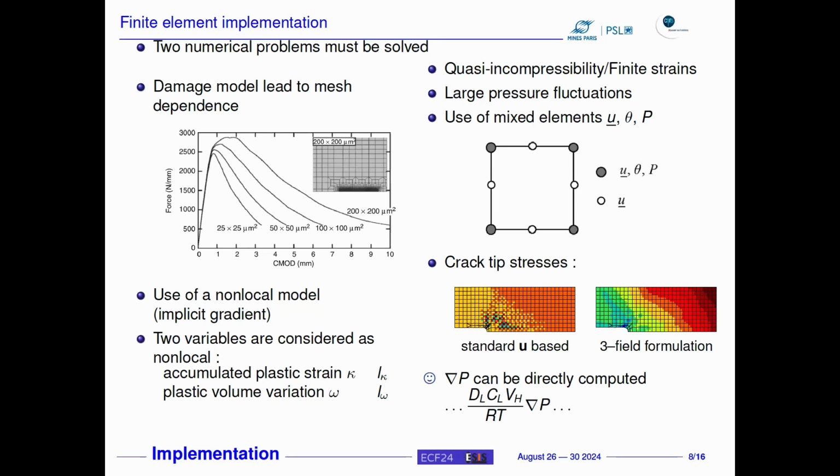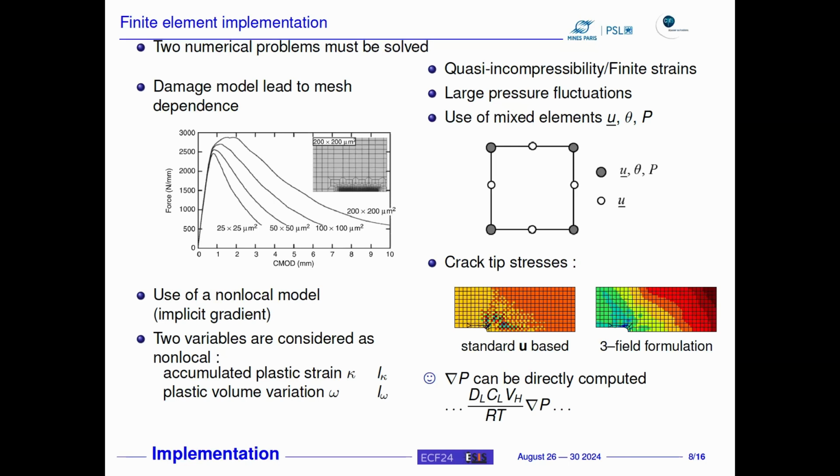And the solution we choose here is to use non-local models, which is based on the implicit gradient theory. So we have to choose variables which are considered as non-local. The non-locality is one way to make an average around the material point in the calculation. So it does not depend on the very local value attached to one particular element. So we use the accumulated plastic strain, that's to regularize the nucleation. And we use the plastic volume variation, which is to regularize growth. To these quantities, we can attach different length scales, which basically represent the size of the zone where we make the average, more or less.